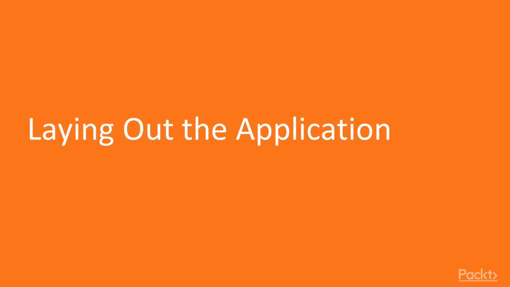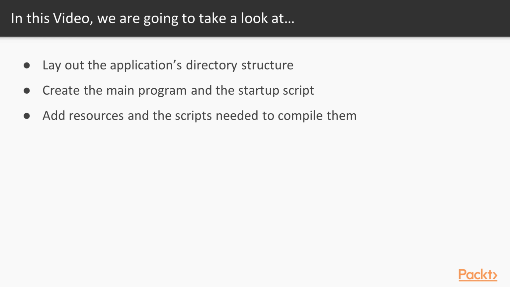In this first video, we will lay out the application source code and create several files which we'll need for our application to run. In particular, we will set up our application's directory structure based on our knowledge of standalone PyQGIS-based applications. We'll then create the main program and a suitable script to start it up, and finish by adding the various UI resources we'll need and creating a makefile and the resources.qrc file needed to compile these resources.